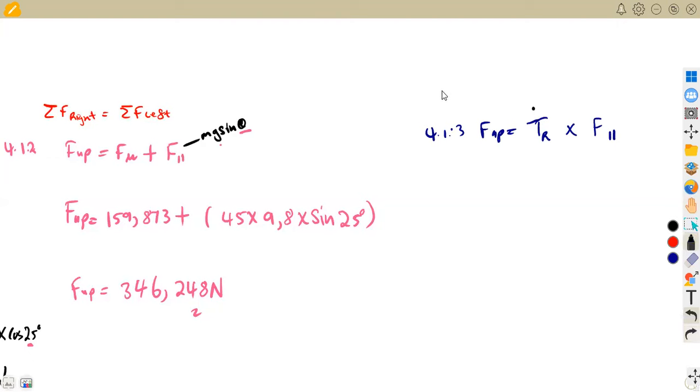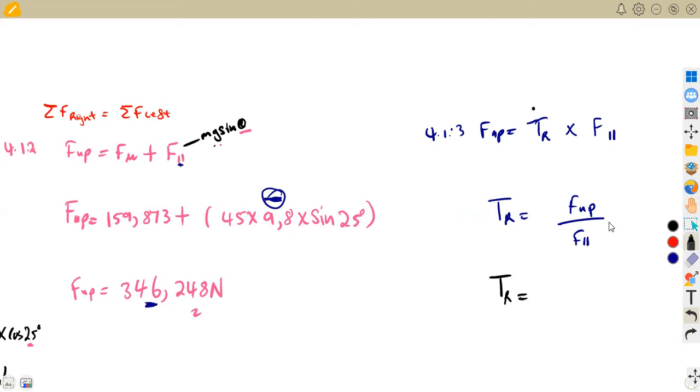So you can simply make this the subject. You can divide by the parallel component here. So our TR is going to be F up over the parallel component, which is F parallel. We have got this from our information. Remember, this is our parallel part, which is given by mg sine theta, which we have got this value here. Our F up, we have got here. So we simply need to substitute into the formula.